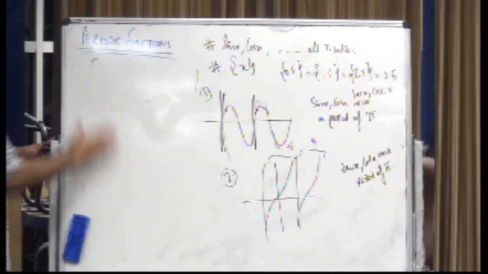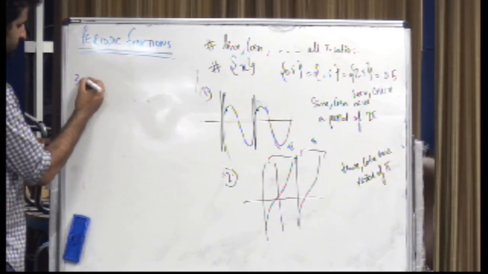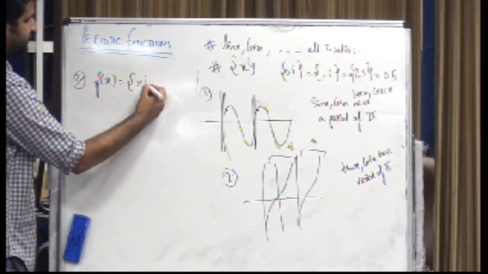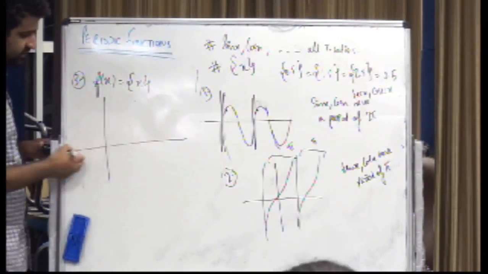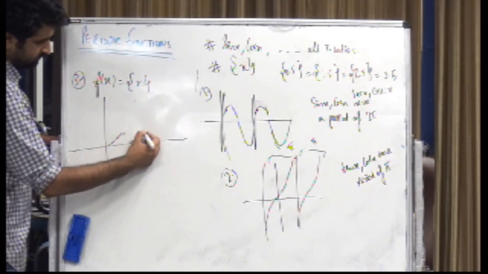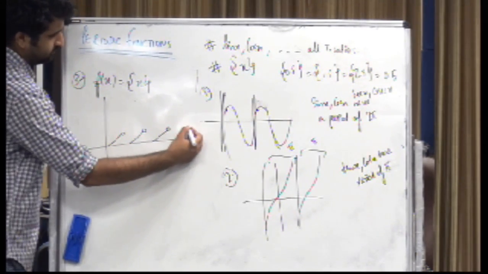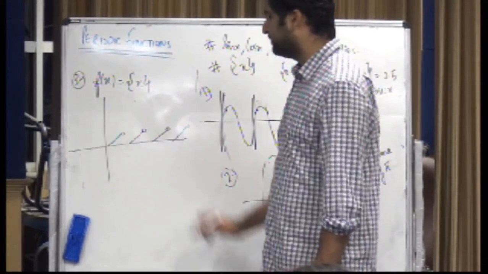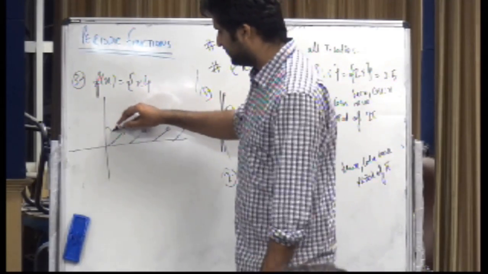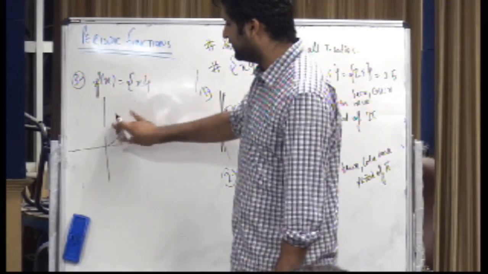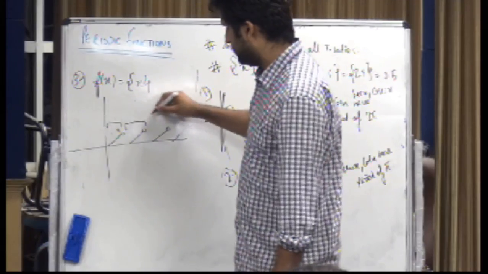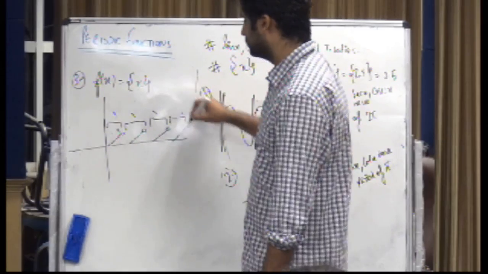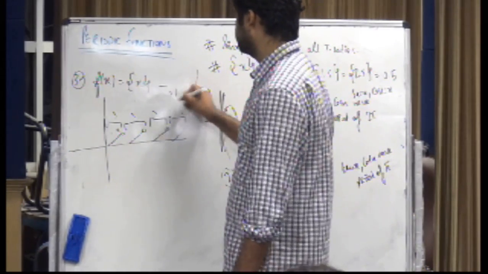Then you have the third one, f of x is equal to the fractional part of x. So if you remember, last time we made the graph like this. We made this graph for the fractional part of x. Now this particular pattern is repeating itself, right, after each interval of what? So what is the interval? 1. So therefore the period will be equal to 1.